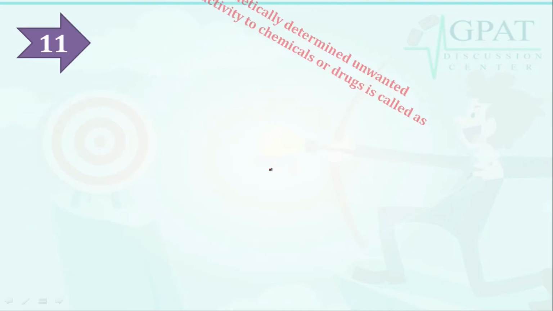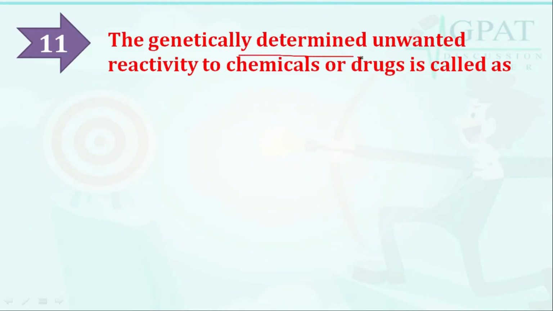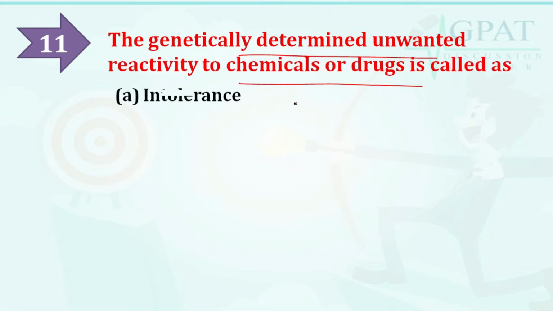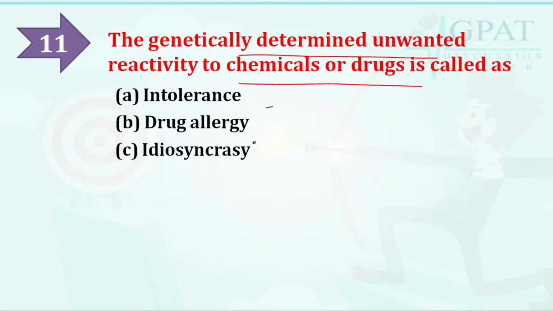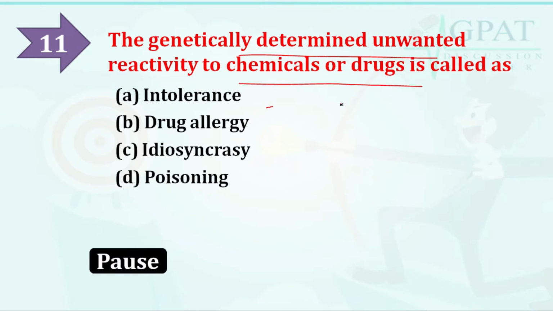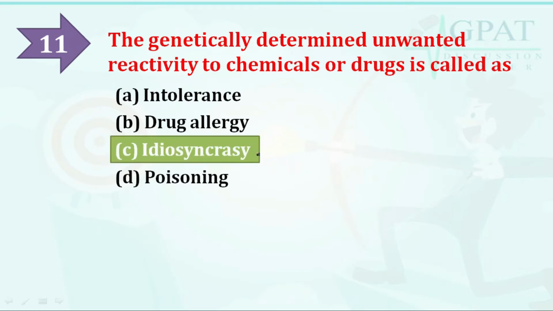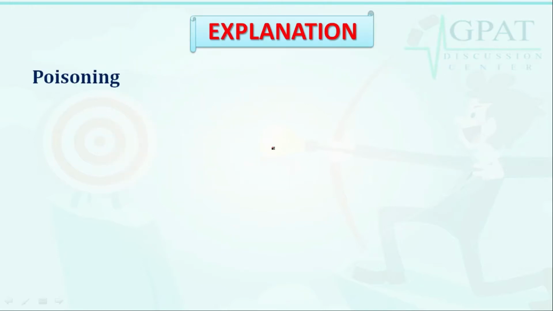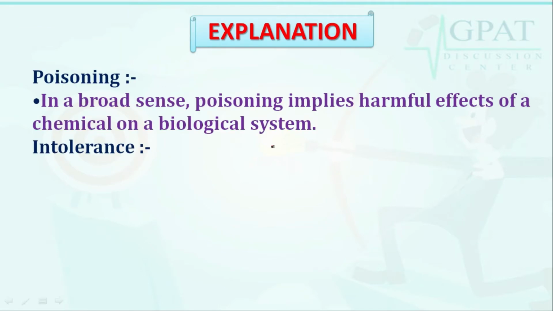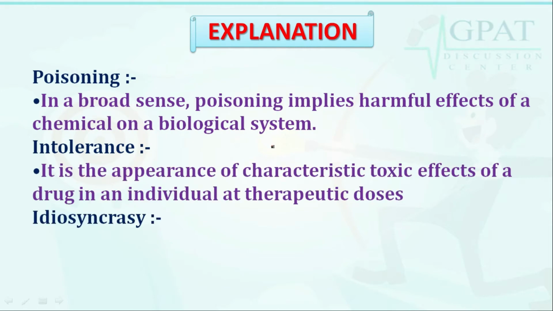Now the next question is, the genetically determined unwanted reactivity to chemicals or drugs is called, and the options are: option A intolerance, option B drug allergy, option C idiosyncrasy, option D poisoning. The correct answer is idiosyncrasy. Let's discuss with the help of explanation what poisoning, intolerance and idiosyncrasy actually are.